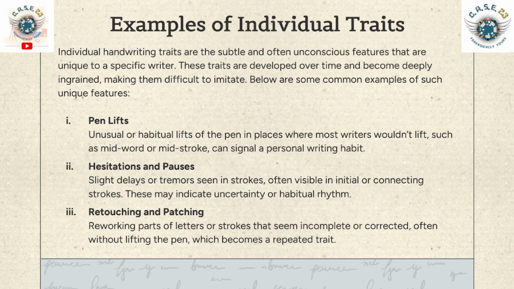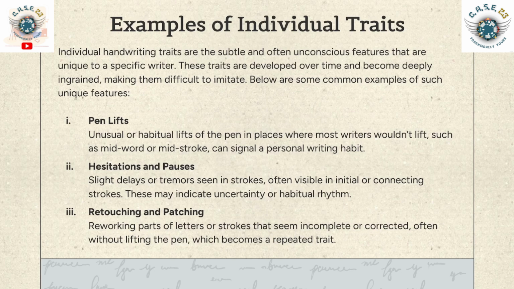The first is pen lift. This is when a person lifts their pen in the middle of a word or even mid-stroke, in places where most people wouldn't normally lift it. So to understand better, let me give you an example. Imagine someone writing the word hello, and lifting the pen between the letter E and the letter L. That's unusual, right? But if they do it every time repeatedly, that becomes a personal trait. Experts call this a habitual pen lift, and that's a solid clue in handwriting comparison.